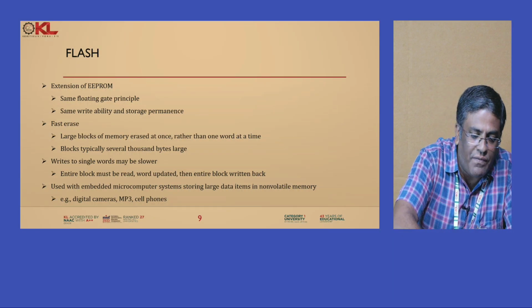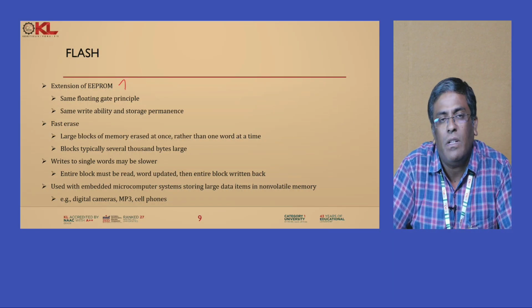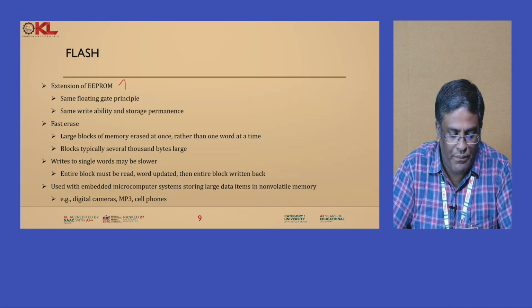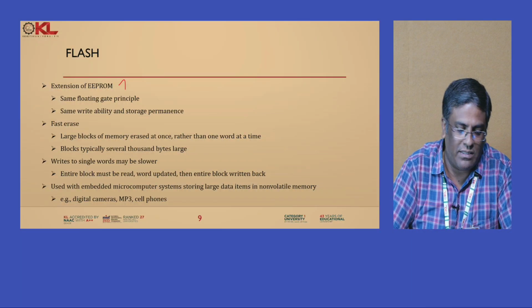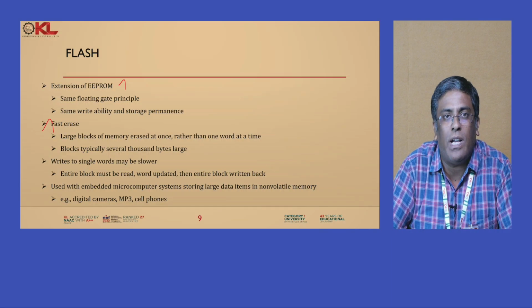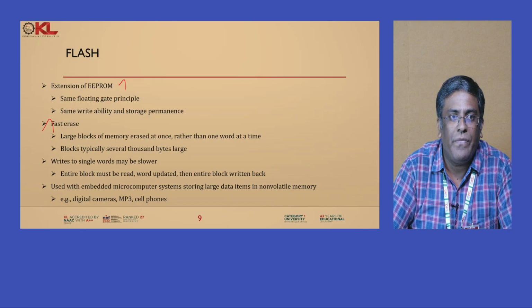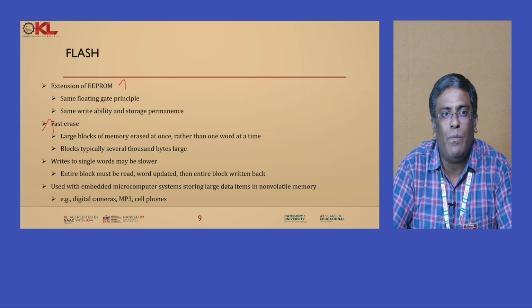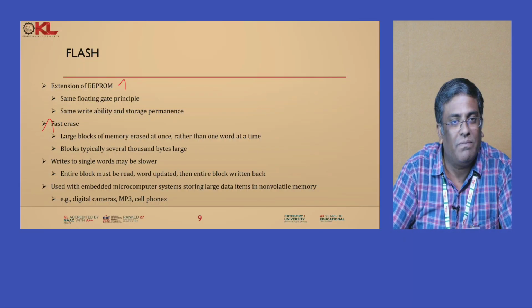And as an extension of the EEPROM, electrically erasable PROM, we have the flash. The same floating gate principle is used, but instead of UV rays we make use of an electrical supply. Another important factor about flash is that it is very fast to erase, because large blocks of memory are erased at once rather than one word at a time. Blocks are typically several thousand bytes, so erasing will be much faster when compared with a single word, right?